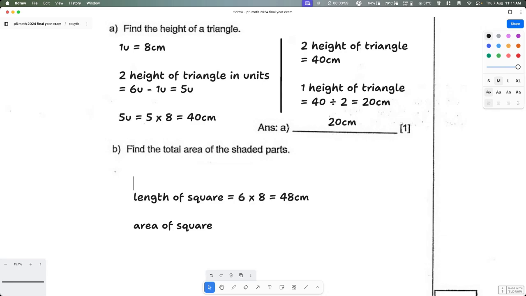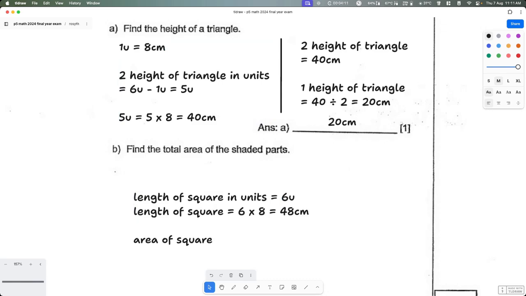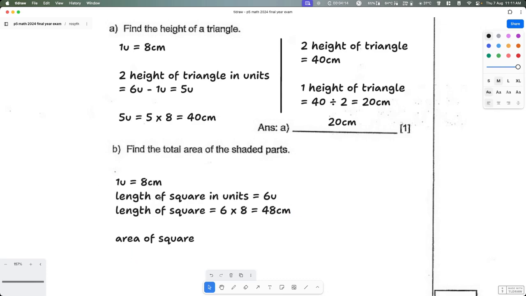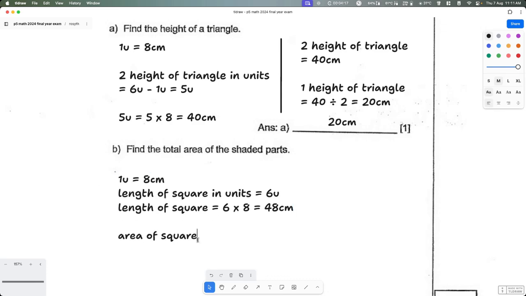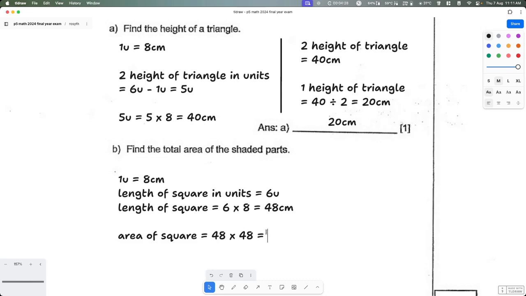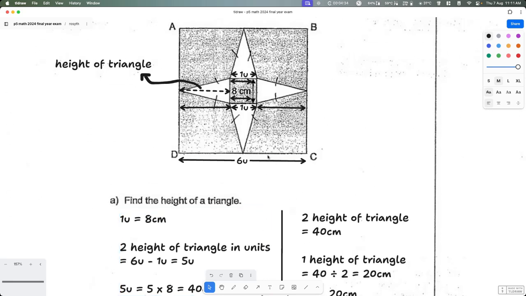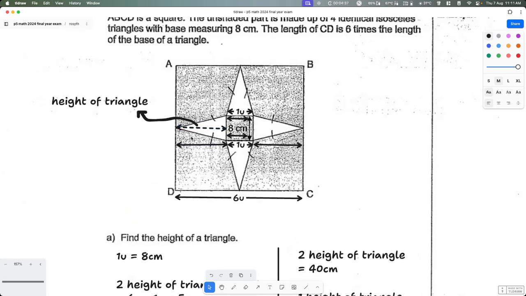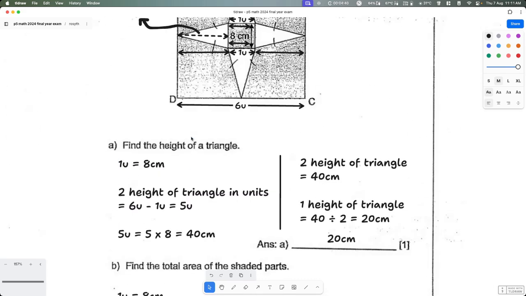So the length of the square in units is equal to 6 units, and we know 1 unit is 8 centimeters. So the area of the square is equal to 48 times 48, which becomes 2304 centimeters squared. So now we know that the whole area of the square is 2304 centimeters squared.